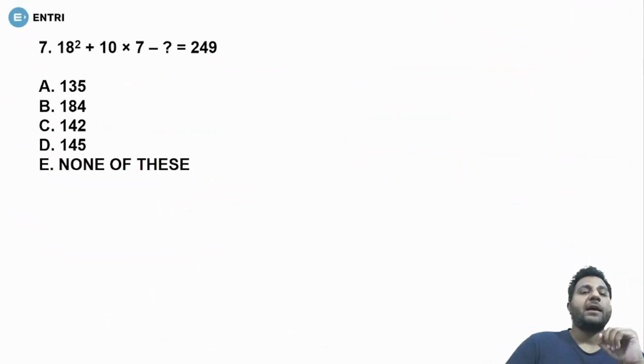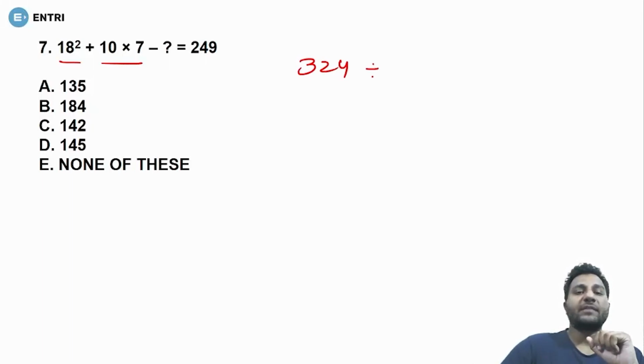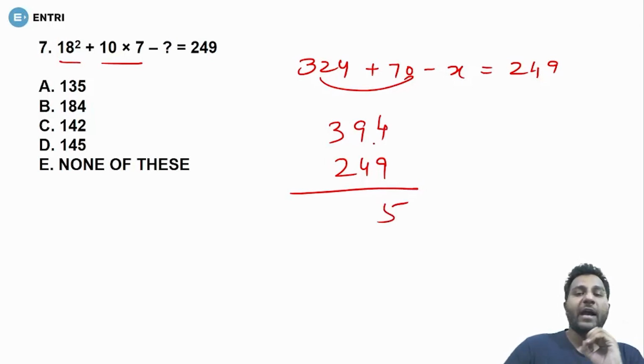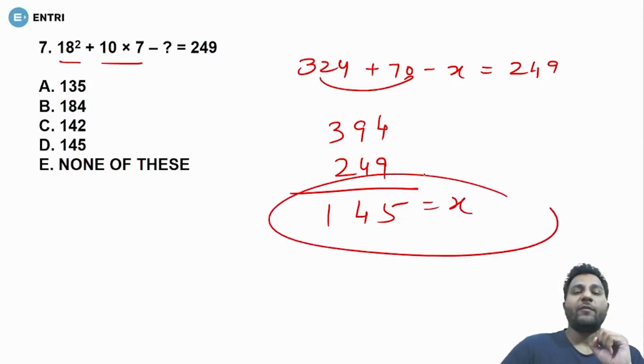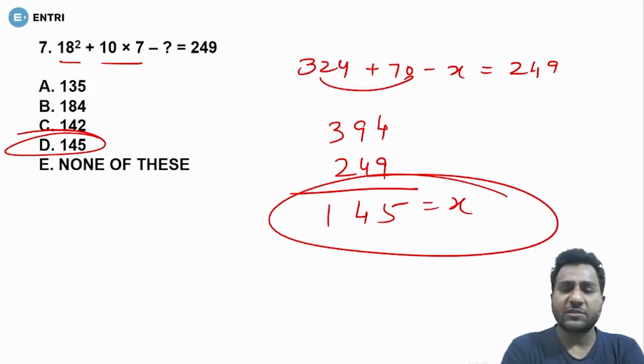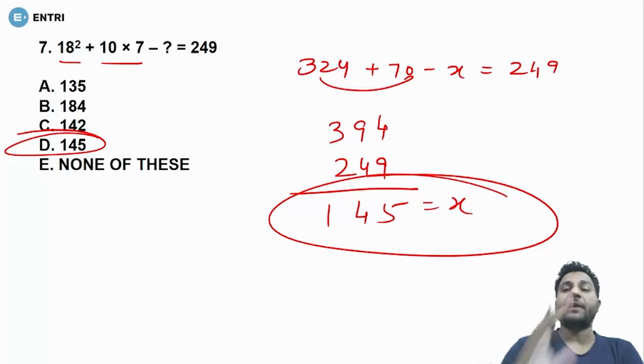Next, here 18 square plus 10 into 7. So 18 square is 324 plus 70 minus x equals 249. Now it will become 493. Now when you subtract 249 from 493, you will clearly see that you will be getting 5, and here 4, and here 1. So the value of x arrived as 145. It was a piece of cake question. Just need to concentrate on the question.